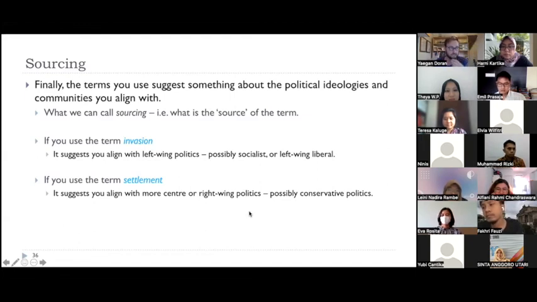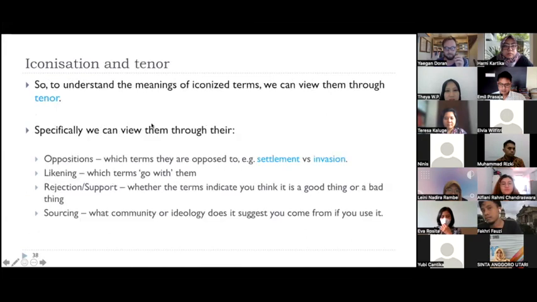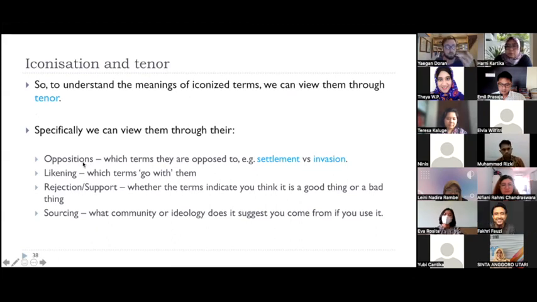But trying to bring that to consciousness and make that explicit for students who don't know this can be spectacularly difficult. And so what I've tried to do is step through a bunch of the meanings to make that explicit. Those meanings being oppositions: if you use this term, what is it opposed to? Likening: if you use this term, what other terms would you likely use? Rejection or support: by using this term, are you saying this is a good thing or a bad thing, and how good or bad? And sourcing: what community or ideology does it suggest you come from if you use it?